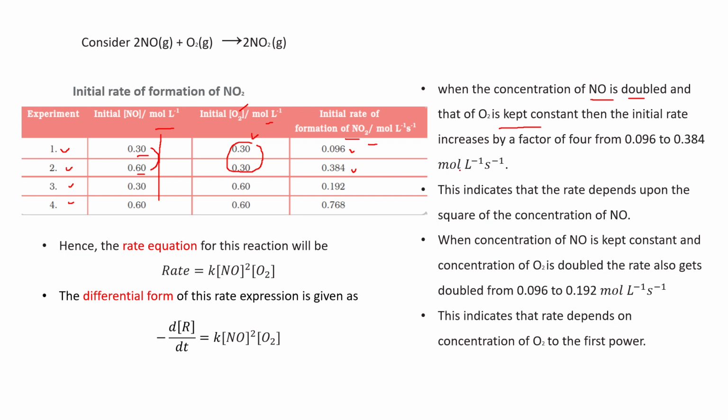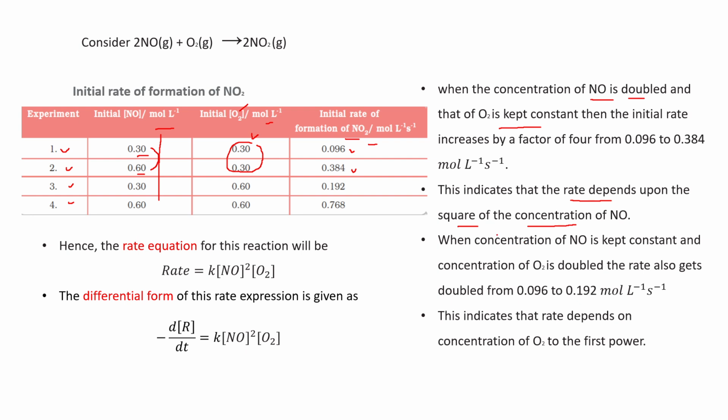Clear? What it indicates is that the rate depends upon the square of the concentration of NO. If the concentration of NO is doubled, the rate becomes 4 times. It means the rate depends on the square of the concentration of NO.